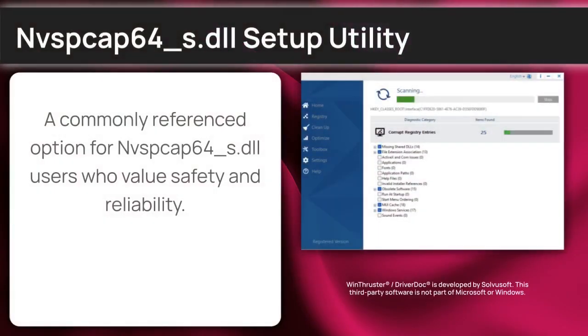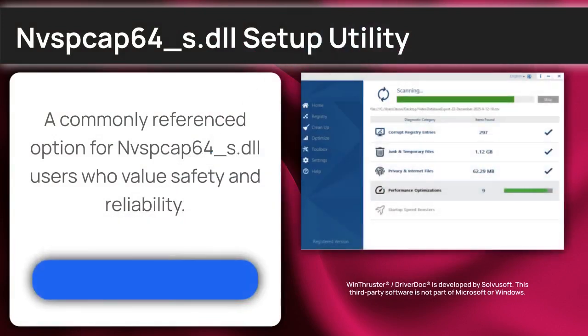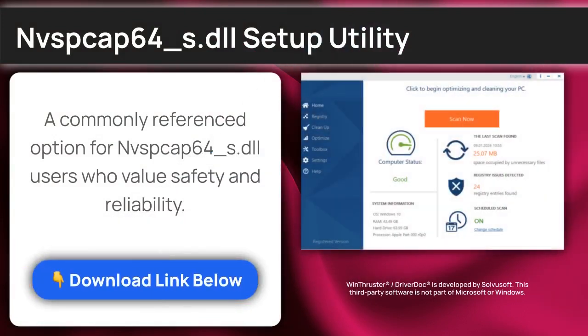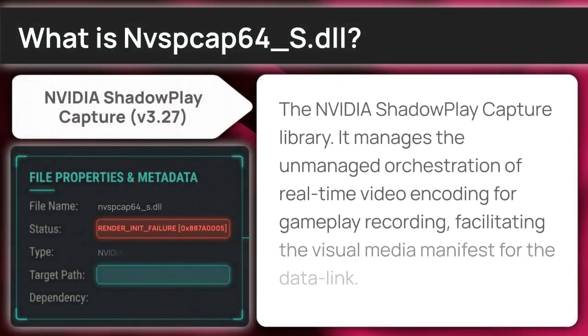To begin the walkthrough for NVIDIA SPCAP64 shim, you can choose the manual path or use a resource designed for environment stability. This is the NVIDIA SPCAP64 shim, the NVIDIA ShadowPlay Capture library. It manages the unmanaged orchestration of real-time video encoding for gameplay recording, facilitating the visual media manifest for the data link. Since we've identified what's missing, let's try the official recovery method.